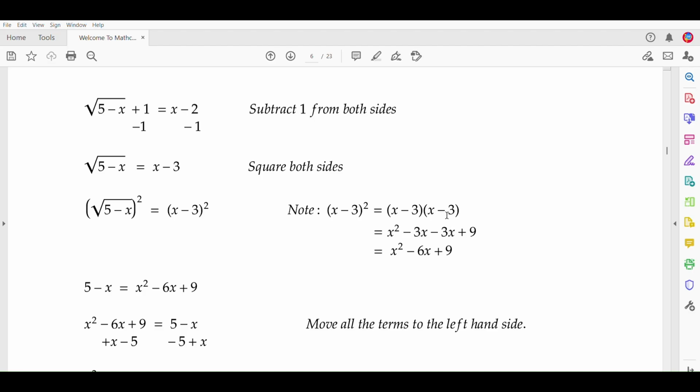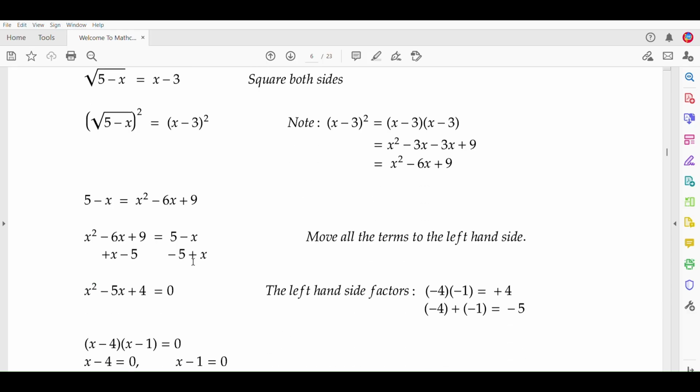x times x is x squared. x times negative 3 is negative 3x. We are done with x. Now distribute the negative 3. Negative 3 times x is negative 3x. Negative 3 times negative 3 is positive 9. x squared minus 6x plus 9. So that's x minus 3 quantity squared.